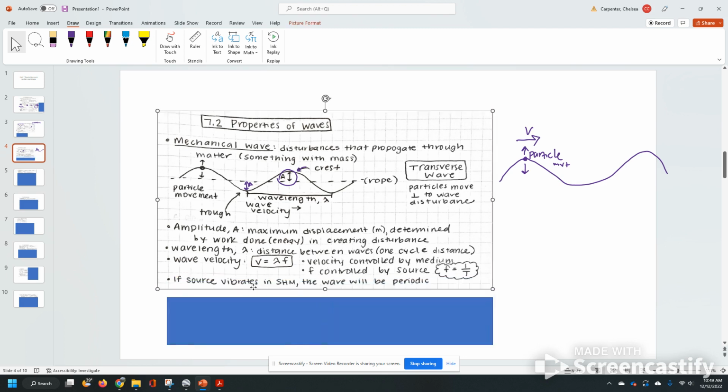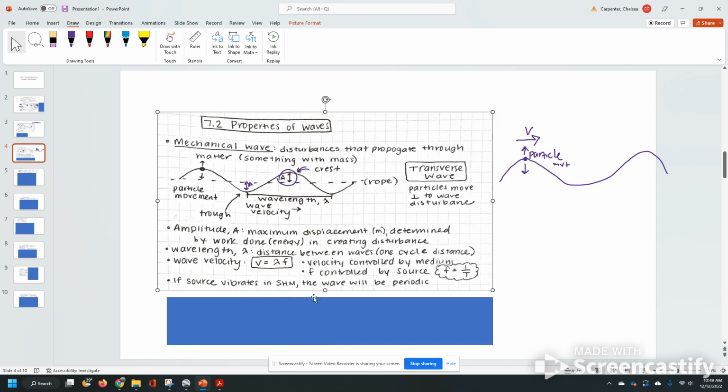Cool. And if our source vibrates in simple harmonic motion, the wave will be periodic. That means that it will make that pretty sine or cosine kind of shape, and it will have a period to it. If I instead think about this like a slinky, and you've got someone's hand here that's moving up and down in simple harmonic motion, then this will be a periodic wave, and that frequency is controlled by how fast you move your hand.